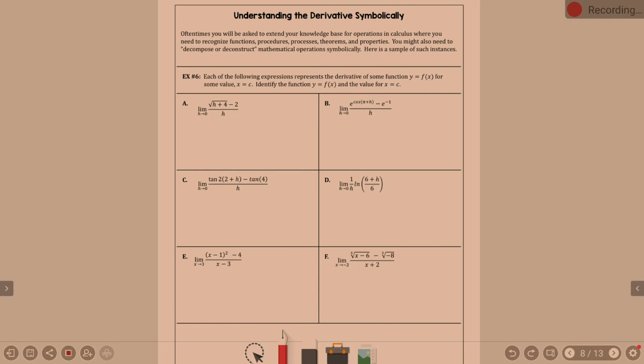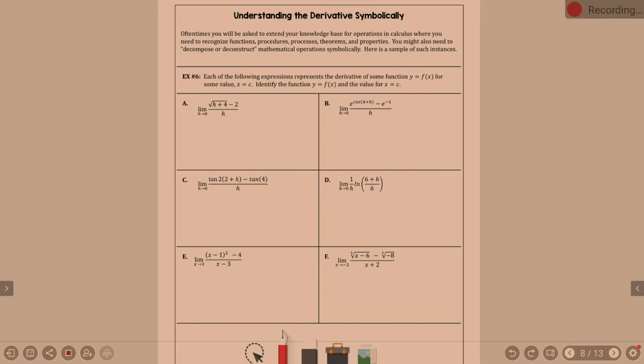Okay. Understanding the derivative symbolically. These are problems, and we can't necessarily find the limit as they are. If you try and find the limit as they are, they're probably going to be an indeterminate form of 0 over 0. That would, without even doing any of the work, that's probably what's going to happen.